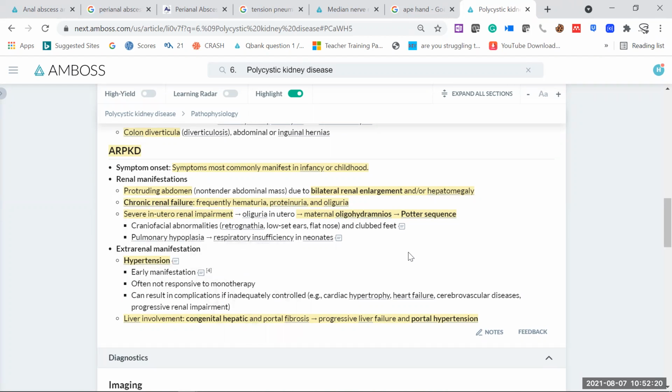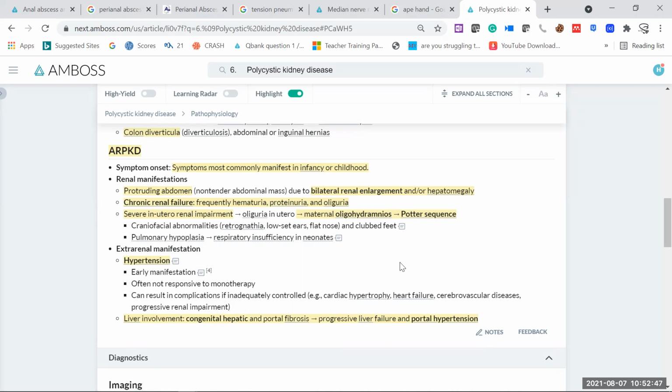So what are the signs of chronic renal failure? If the baby is having blood in urine, high proteinuria, or low urine output, so oliguria is there, high proteins in the urine, and blood in the urine, you can say these are the symptoms of chronic renal failure. These are the presentations of chronic renal failure, and severe in utero renal impairment.